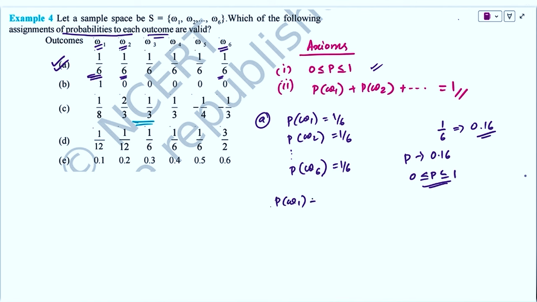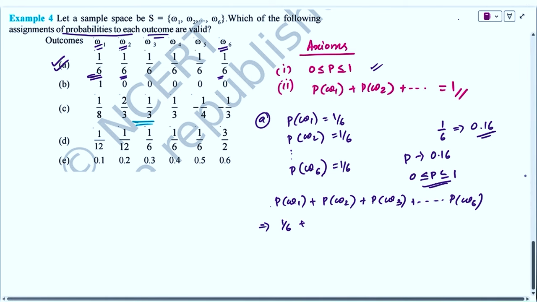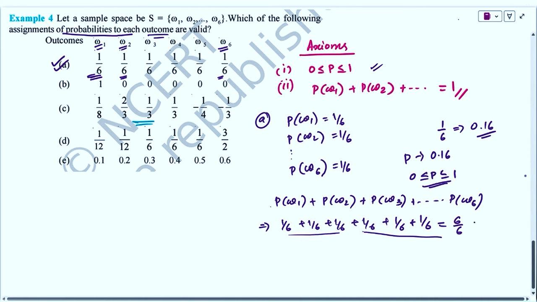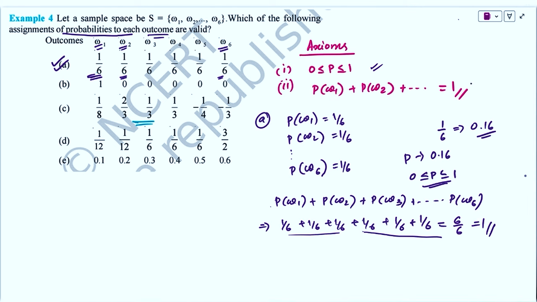Now, the sum of the individual probabilities of the events up to omega 6 is given as 1 by 6 plus 1 by 6 plus 1 by 6 plus 1 by 6 and so on. That is, we have 6 values, so 6 by 6 is equal to 1. So the second axiom is also satisfied. We can say that assignment A satisfies both axioms here.